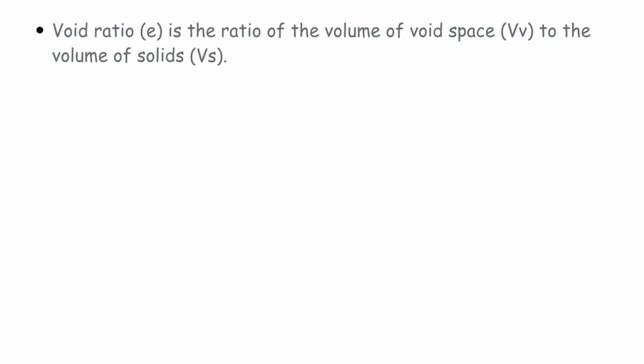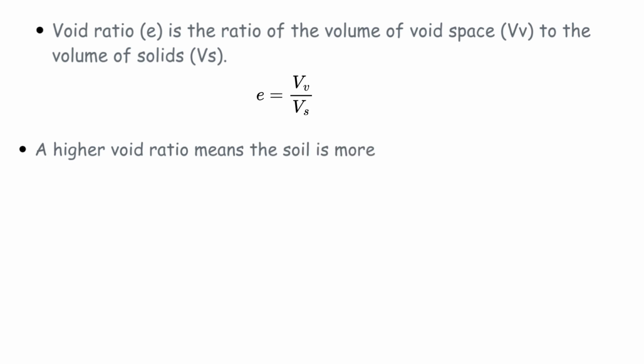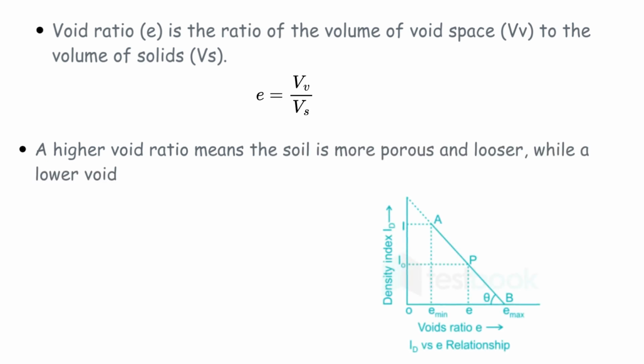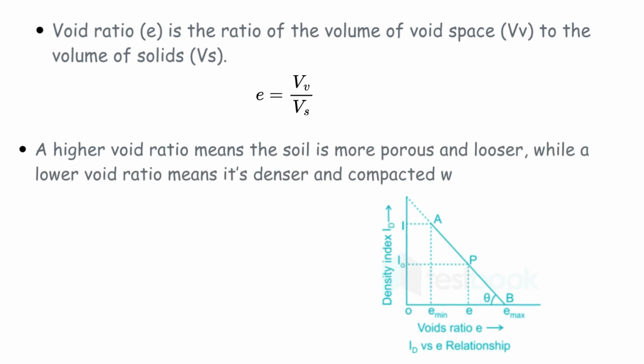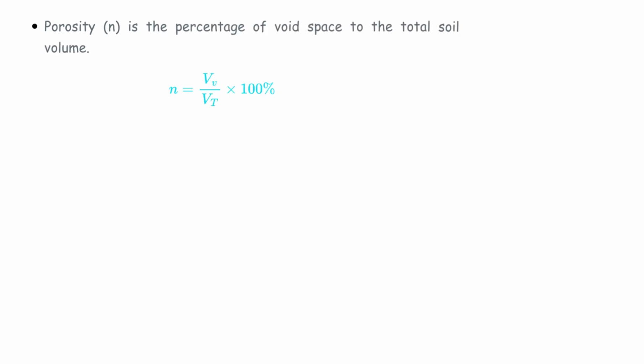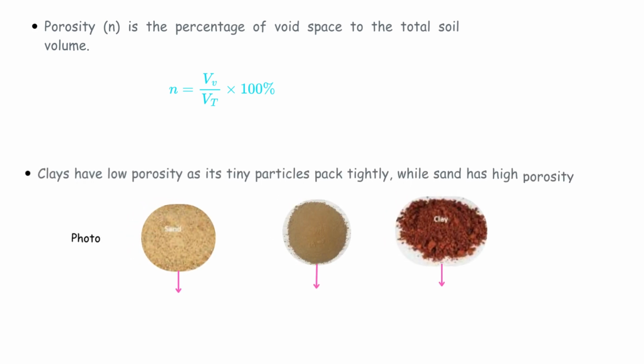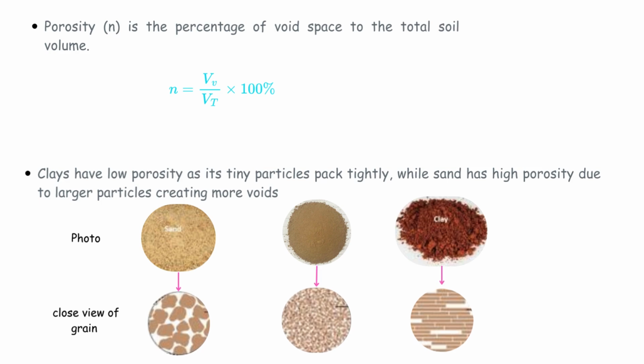Void ratio is the ratio of the volume of void space to the volume of solids. A higher void ratio means the soil is more porous and looser, while a lower void ratio means it's denser and compacted, which is key for construction projects. Porosity is the percentage of void space to the total soil volume. Clays have low porosity as its tiny particles pack tightly, while sand has high porosity due to larger particles creating more voids.